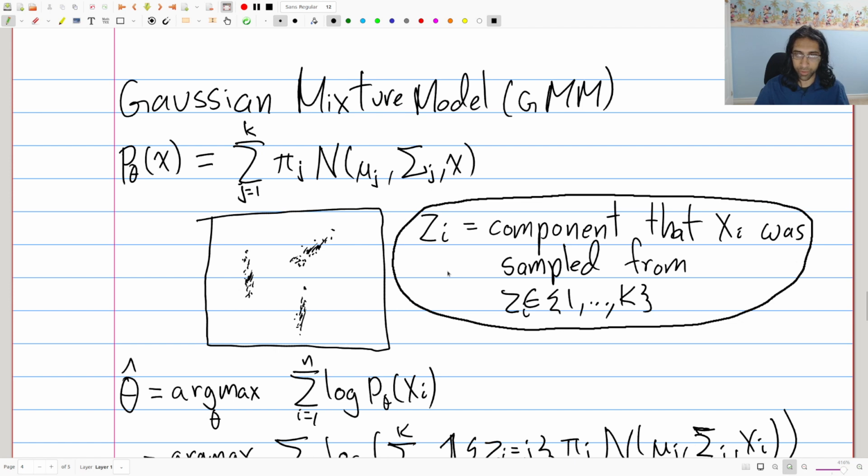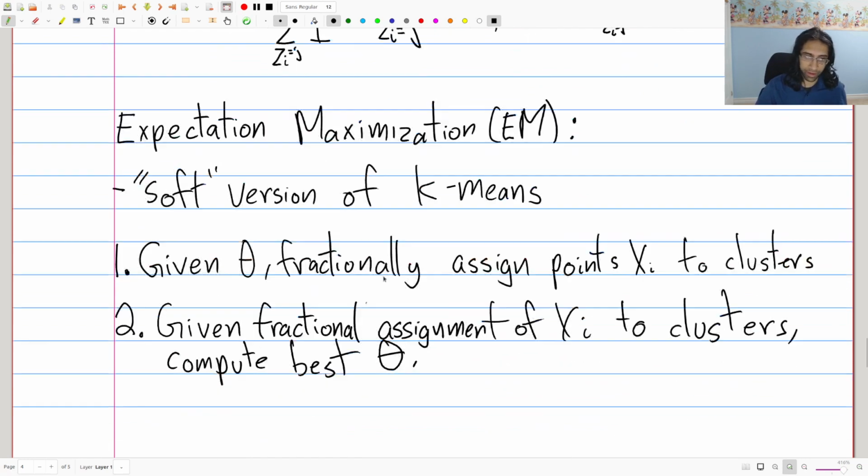But nonetheless, what we can do is modify our objective to take these into account. So just remember that zi is a random variable which indicates the component that xi was sampled from. We're going to use this centrally, so just make sure you get it in your head. Okay, so let's proceed with this.